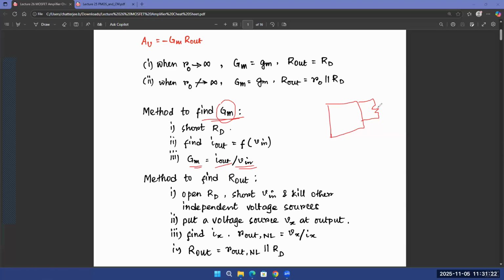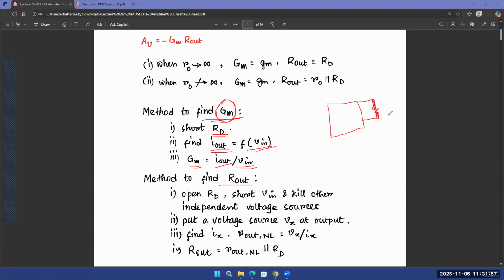So how would you find out output current? Because you are interested in the output current, you are basically interested in the Norton equivalent circuit. In the Thevenin equivalent circuit, you are interested in voltages. In the Norton equivalent circuit, you are interested in currents. So how do you draw the Norton equivalent circuit? You short the load. So first start by shorting the load, which is shorting the RD. Find out what is your I out as a function of V in. Your GM is going to be I out divided by V in. So that is the method to find out GM. And again, nothing new here. It's just what you learned in 3111.